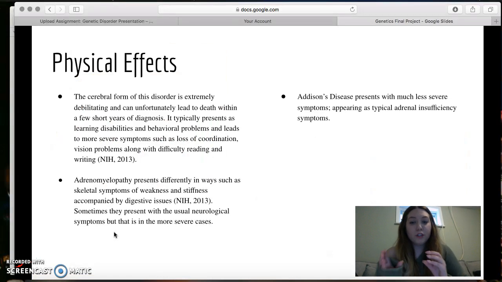The physical effects I broke into 3 different bullet points of the 3 different variants of the disease. The cerebral form of this disorder is extremely debilitating and can unfortunately lead to death within just a few short years of diagnosis. It typically presents as a learning disability and behavioral problems and leads to more severe symptoms such as loss of coordination, vision problems, along with difficulty reading and writing. Adrenomyelopathy presents differently in ways such as skeletal symptoms of weakness and stiffness accompanied by some digestive issues. Sometimes they present with the usual neurological symptoms, but that's in the more severe cases. Addison's disease presents with much less severe symptoms, appearing as typical adrenal insufficiency symptoms.